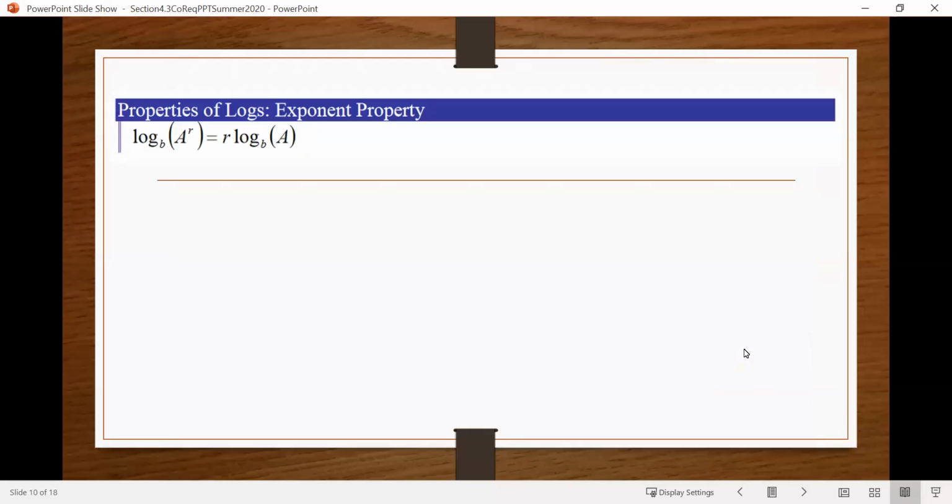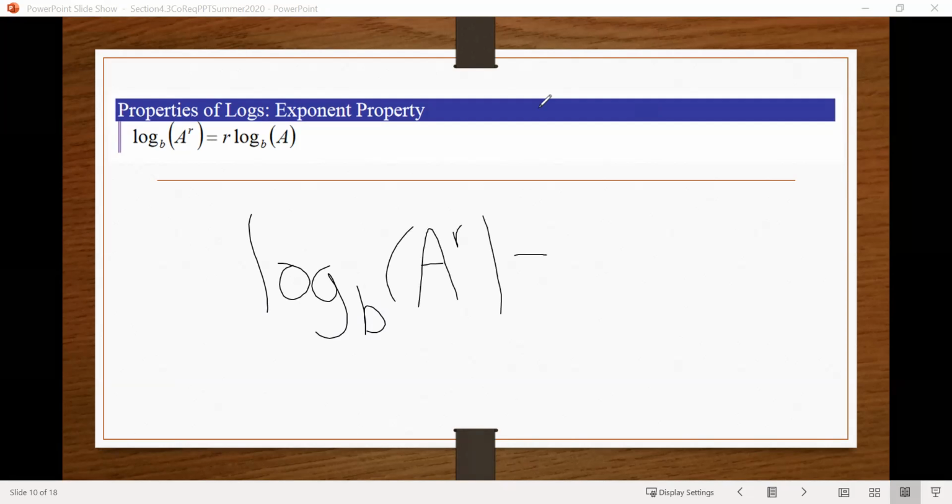and how they relate to exponential functions, or exponential equations in particular. And one thing we're going to need to know is this exponent property of logs, which I'm going to write a little bit larger down here. So log base b of a to the r equals r times log base b of a.